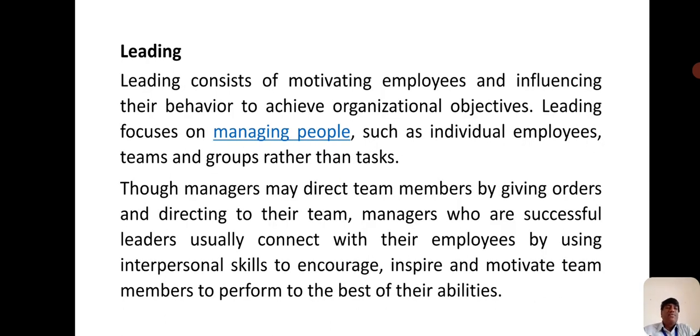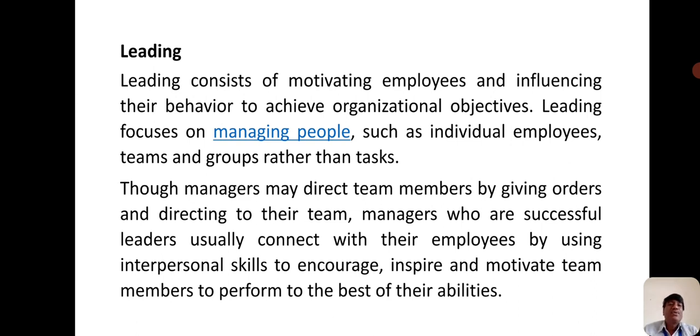Now the third important management function, that is leading. It is also called directing. Leading consists of motivating the employees and influencing their behavior to achieve the organizational objectives. Leading focuses on managing the people such as individual employees, teams and groups rather than the tasks. I've been telling that leading is directing. The people have the tendency in any organization, unless otherwise told by the managers, they will not do anything. So it's your responsibility or your duty to give quality directions to the staff.